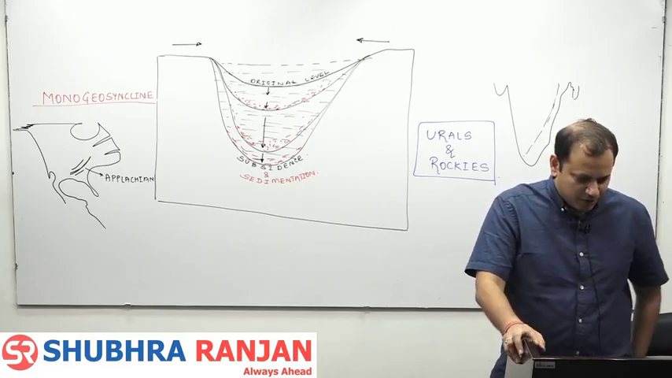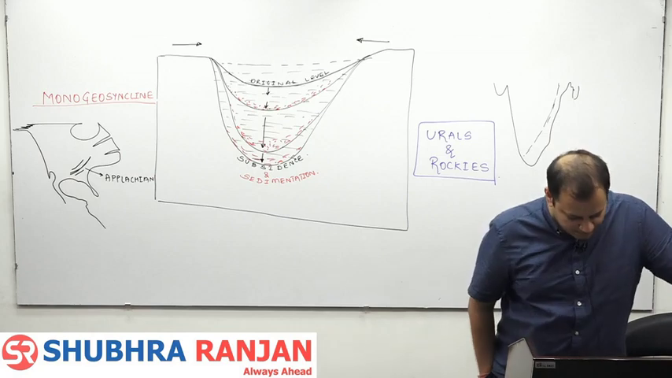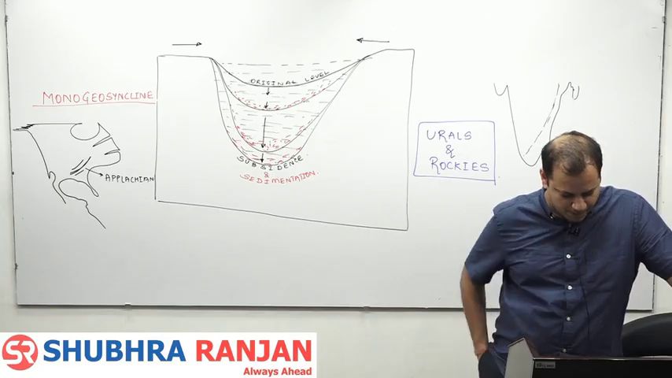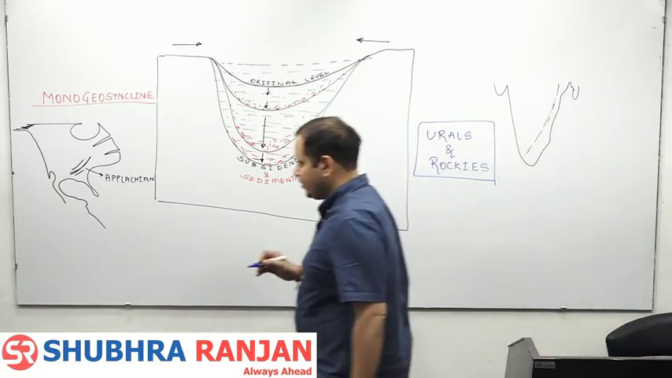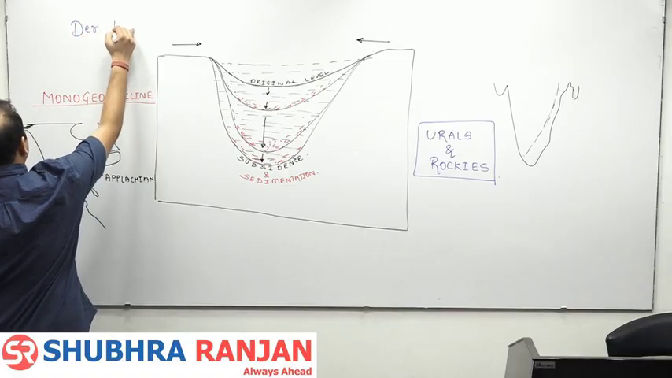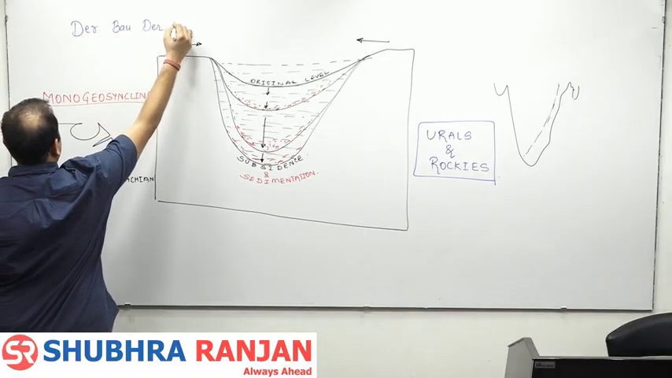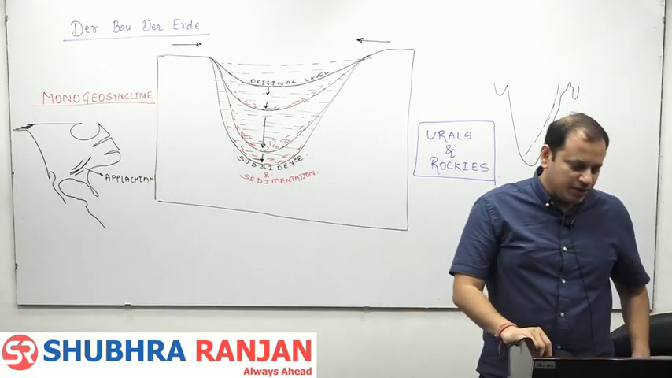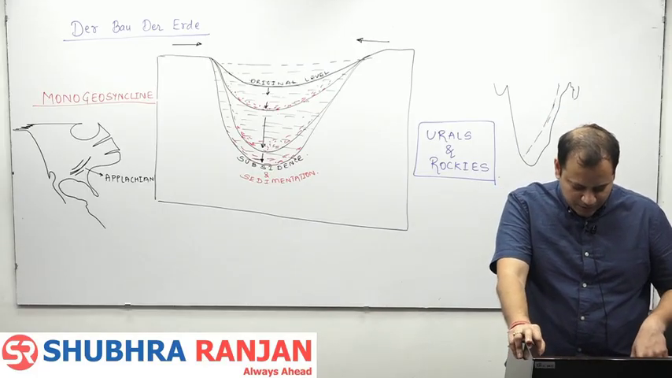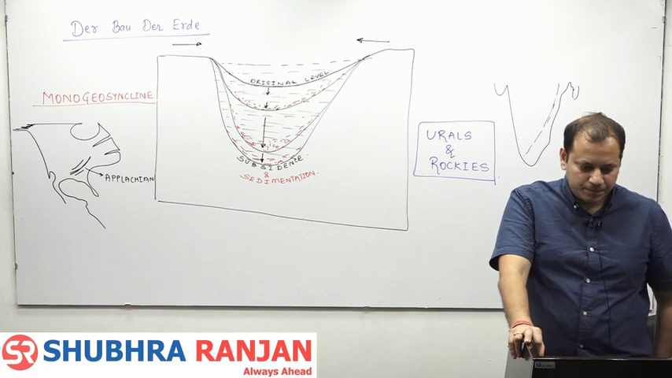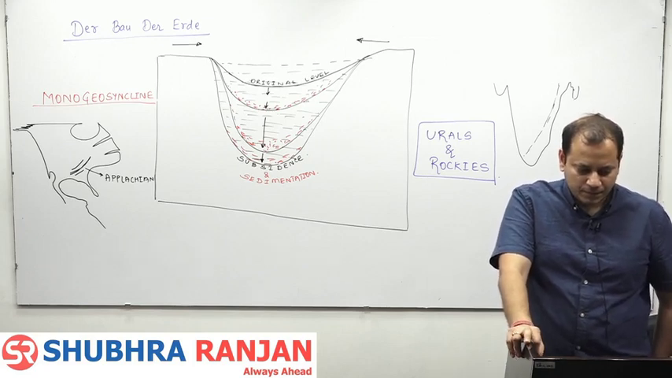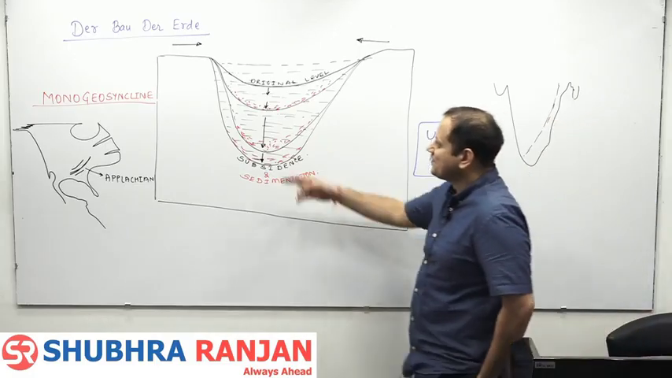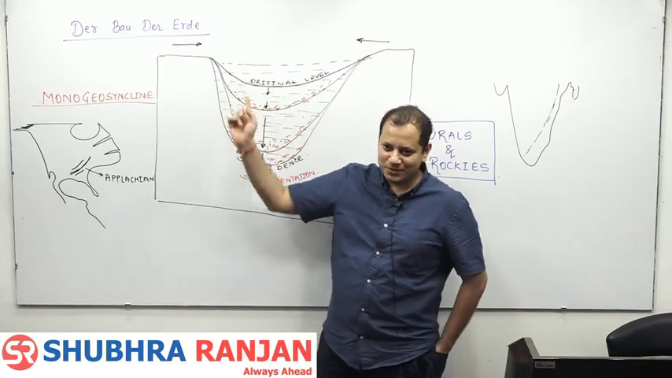Famous German geologist Kober attempted to explain the origin of mountains through his famous geosynclinal theory, in his book Der Bau der Erde.